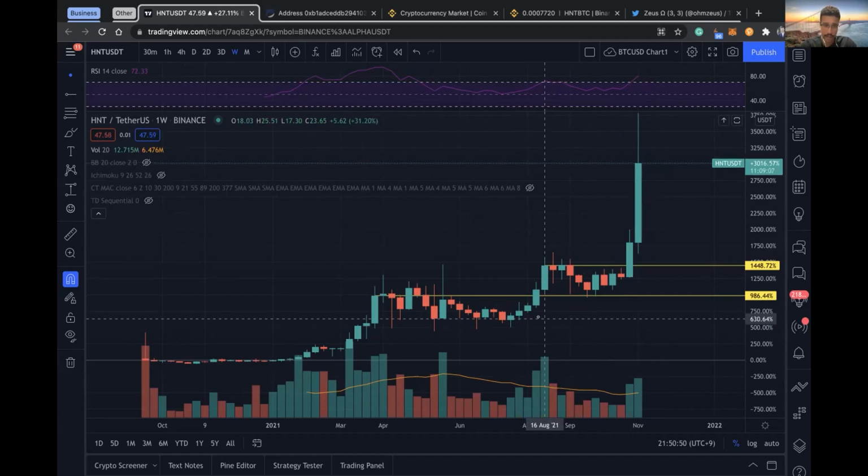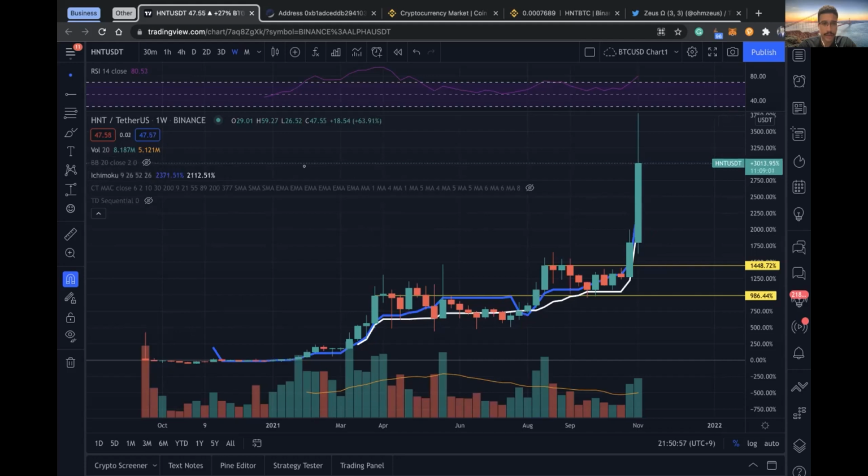This is on the weekly time frame, and let me put on my favored Ichimoku cloud here as well. We crossed above my base, which is the white, and the blue, which is my conversion. We crossed above that, and we went almost straight vertical quite recently. So that's obviously a bullish sign. Our volume is overwhelmingly bullish, as well as over the average.